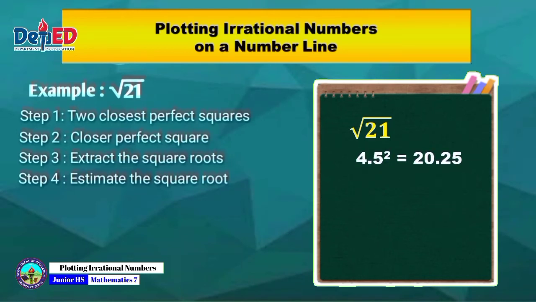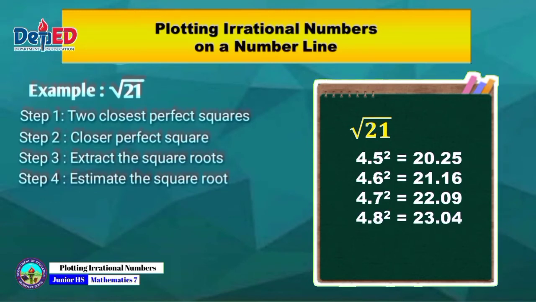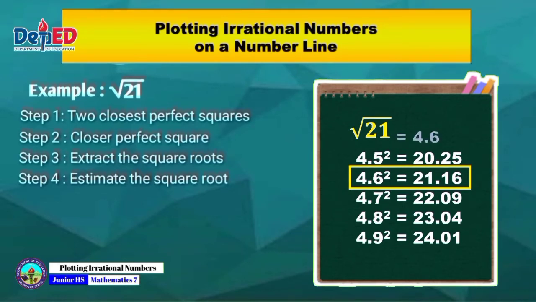4.5 squared is equal to 20.25. 4.6 squared is equal to 21.16. 4.7 squared is equal to 22.09. 4.8 squared is equal to 23.04. 4.9 squared is equal to 24.01. From these values, 21.16 is closest to 21. Therefore, the estimated value of square root of 21 is 4.6.